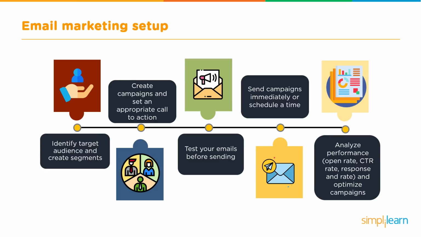And then we can send the campaign immediately, or we can schedule a time. So my advice here is always schedule a time. You want to figure out the best time to send that email. And then once the email is sent, you want to analyze performance. There are some key metrics that you want to hone in on when we talk about email marketing. Some of those are open rates, click-through rates, okay, response rate. So we want to hone in on certain key metrics when it comes to emails.